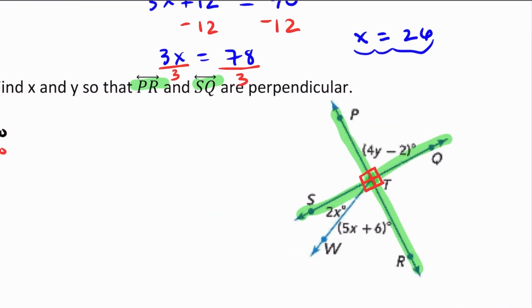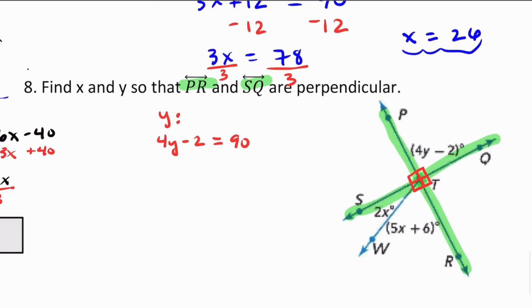Is means equal in mathematics, so I can go ahead and create my equation for y. So I'm going to do 4y minus 2 equals 90. And then I'm going to add 2 to both sides. So I have 4y equals 92. And then I'm going to divide both sides by 4.